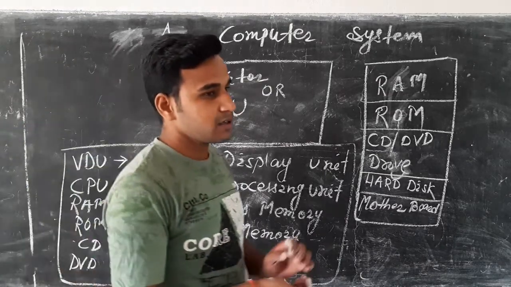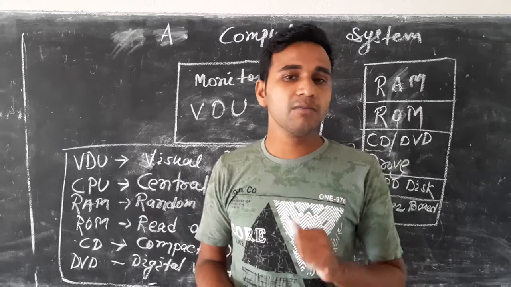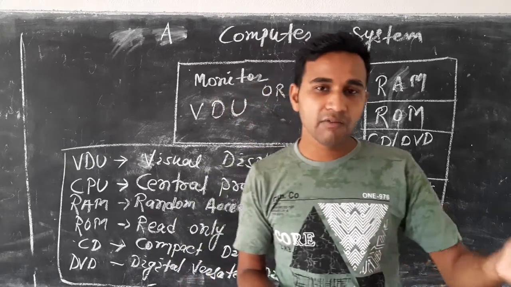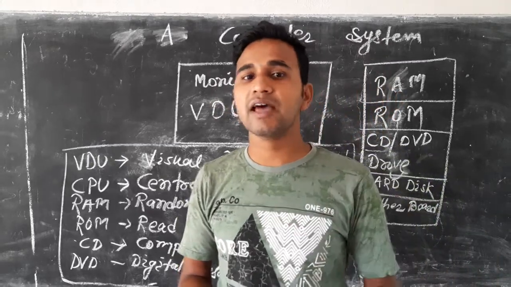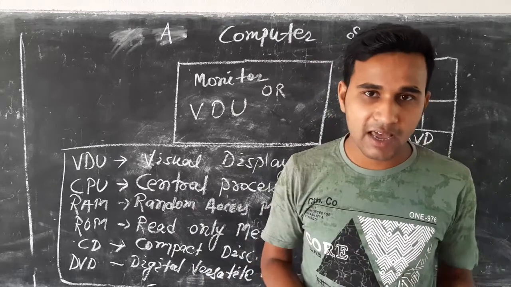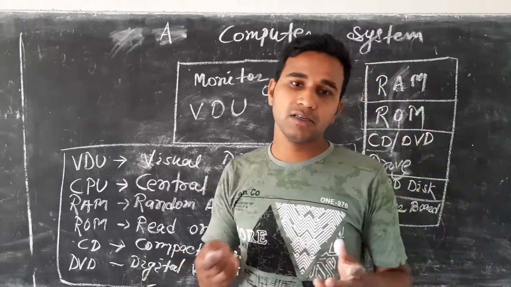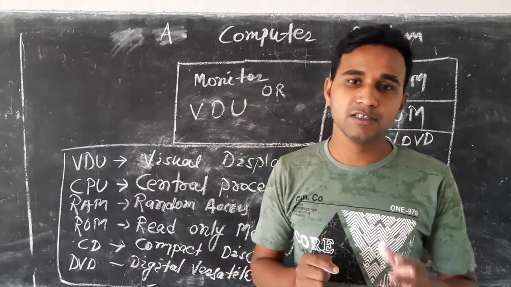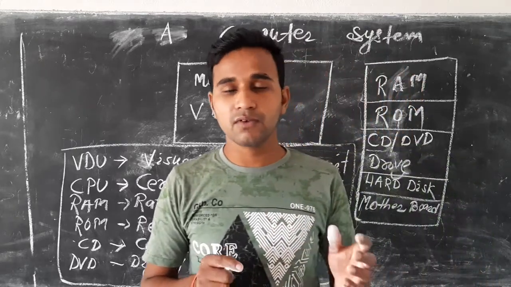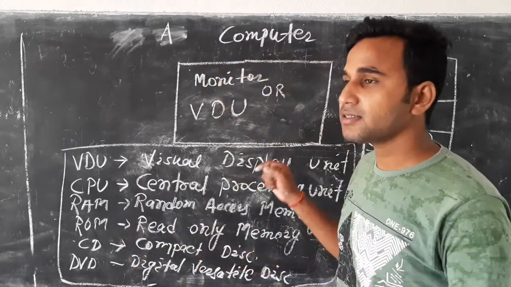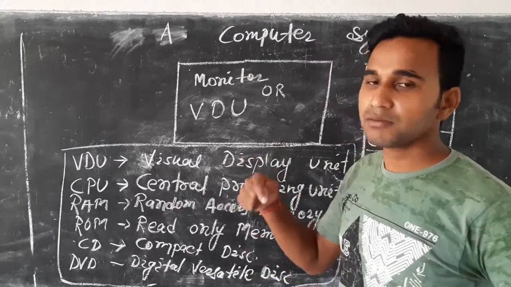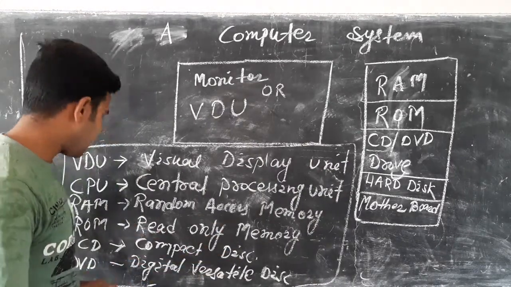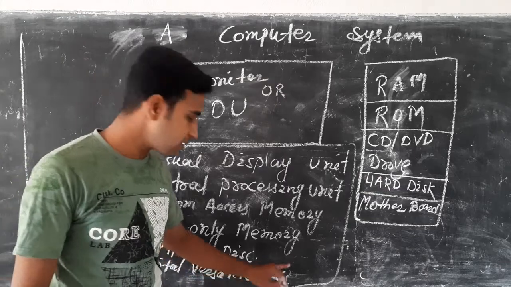Another thing is the CD and DVD drive. You can see a CD at your home, in any shop, computer shop, and in our computer lab also. What does a CD look like, and a DVD also? The difference is only that the storage of a CD is less than a DVD. CD has minimum storage and DVD has more storage. CD is compact disc and DVD is digital versatile disc.